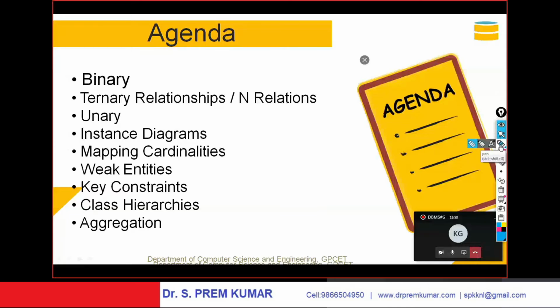Now, the outcomes expected in this episode. In today's class, the outcomes we expect are relations. We would like to know what is meant by a binary relation, what is a ternary relation, what is a unary relation, what are instance diagrams, mapping cardinalities, weak entity sets, key constraints, and of course we would like to know what is a class hierarchy and aggregation. These are the topics expected to be covered, and this should be the outcome of today's class.